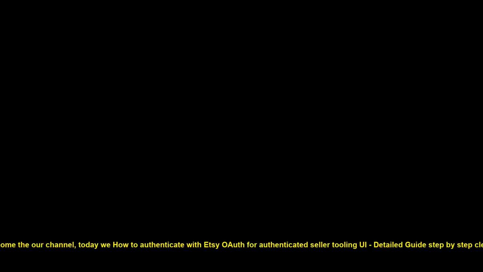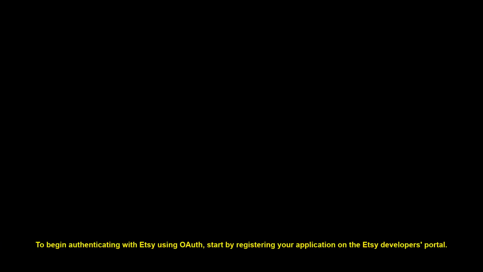To begin authenticating with Etsy using OAuth, start by registering your application on the Etsy developers portal. Visit the Etsy developers website and sign in with your Etsy account. Once logged in, navigate to the Create a New Application section.